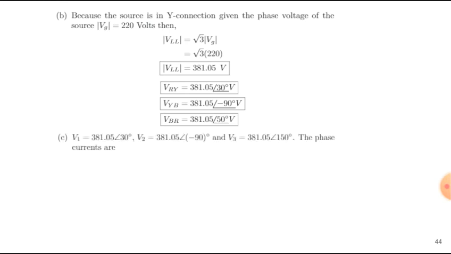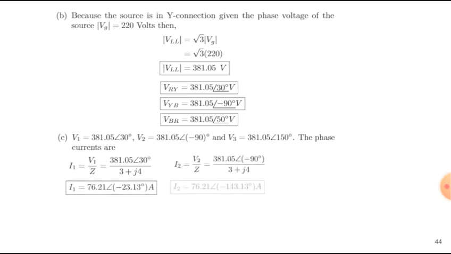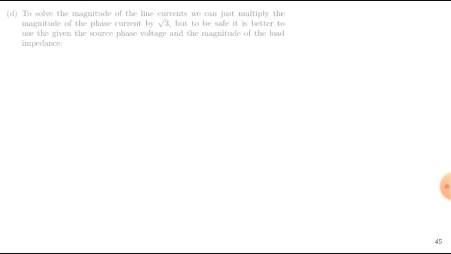for the phase currents, we use the phase voltages. So I1 will be equal to V1 divided by Z. Why is this? Because the voltage across the load is V1 and the current flowing through it is also I1. So we just divide them and we come up with these phase currents. Ohm's law. They are all equal and out of phase by 120 degrees.